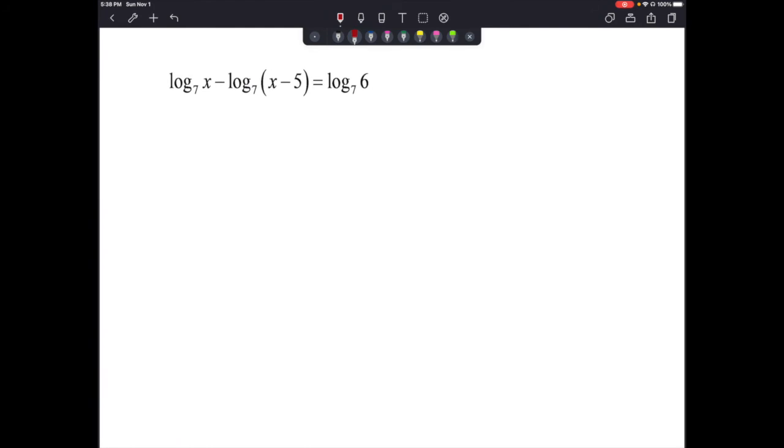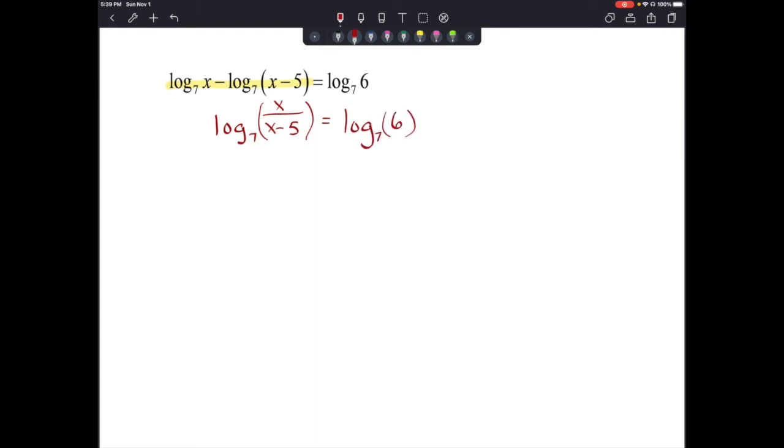Moving on. Now we have log base 7 of x minus log base 7 of the quantity x minus 5 equals log base 7 of 6. This is very similar to the previous one. Let's take it here and rewrite this part as just one single log statement. So we have log base 7 of x over x minus 5 equals log base 7 of 6.